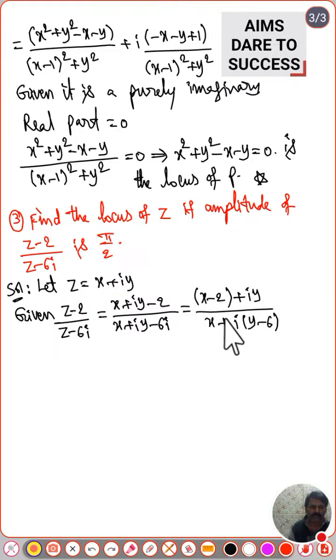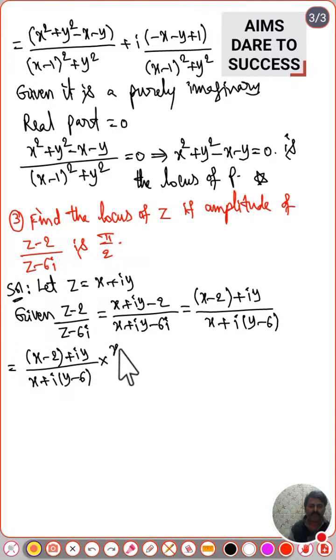Okay, my dears, the conjugate of this part is x minus i into y minus 6. So we can rationalize the denominator, that is (x minus 2 plus iy) divided by (x plus i into y minus 6), multiplied by (x minus i into y minus 6) divided by (x minus i into y minus 6). So, casual multiplication, my dears.